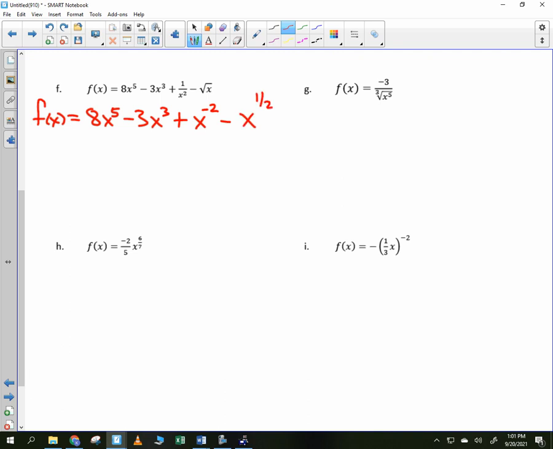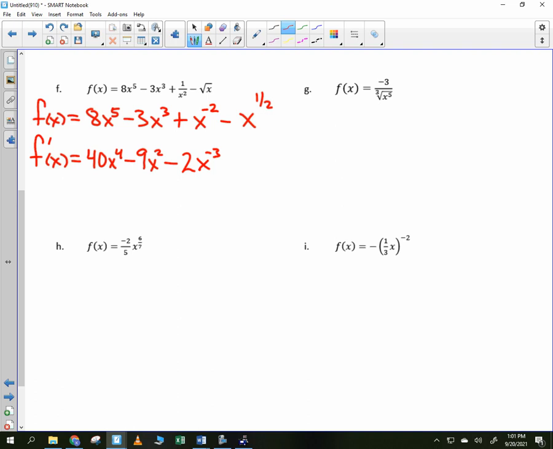So, notice, did I just take the derivative? No, I just rewrote it. Notice in my work here, I just wrote f of x. So now I'll take the derivative. What do you think I write to show I'm taking the derivative? F prime of x. All right, let's make this nice and easy. Derivative of 8x to the 5th. 40x to the 4th. Minus 9x squared. Derivative of x to the negative 2. Negative 2, x to the negative 3.